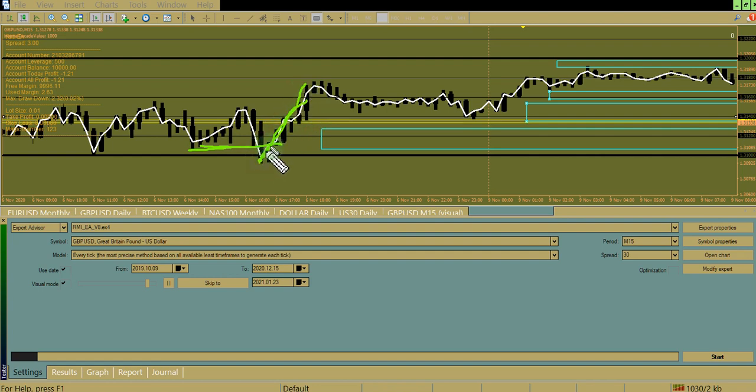Now it does take an hour and a half, but if you're okay with that, you're already cashing out here. You know the sellers are coming in here. You know they're coming in here. They grab that, they pull it back for that little bit of a move at the end of the day.